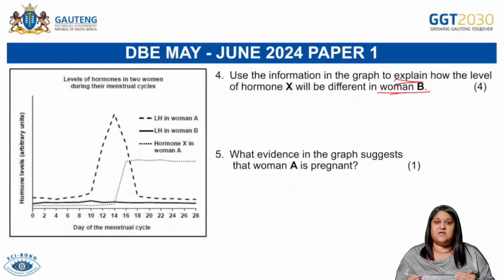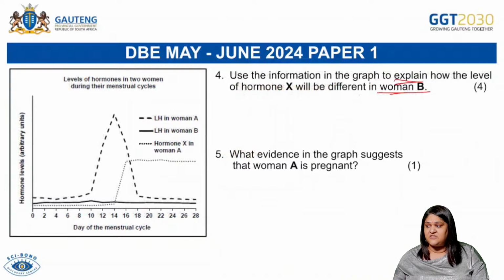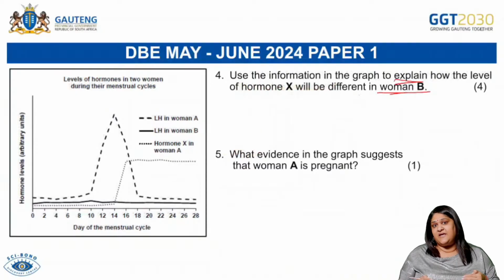And if ovulation cannot occur, the corpus luteum will not be formed. And if the corpus luteum will not be formed, then the progesterone will not be high. So in this person, the progesterone will be low. So do you see how we get to the answer?